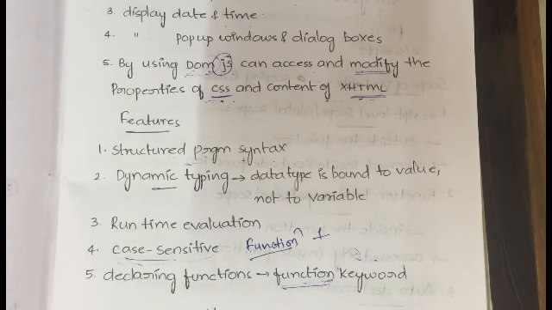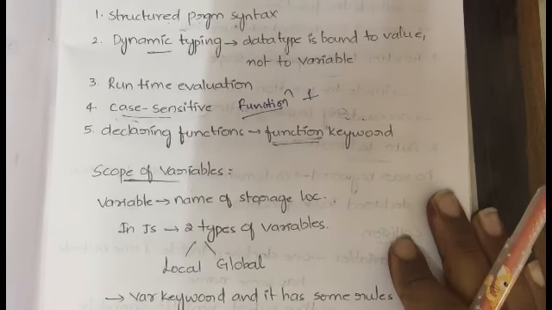JavaScript is a client-side scripting language. That is what we learned, and the main purpose of JavaScript is it makes our web pages more interactive, more lively. And we have seen several uses of JavaScript as well. We have seen what are the features of JavaScript, and now we will see what are the variables that we use in JavaScript and what is the scope of those variables. We will see now.